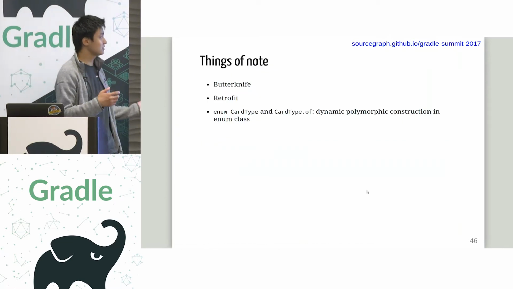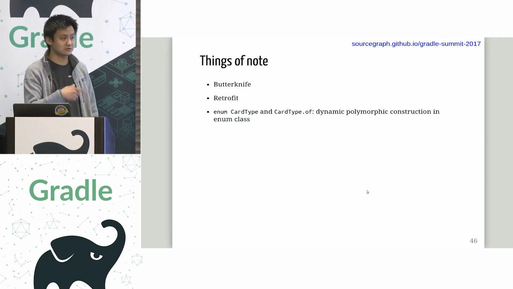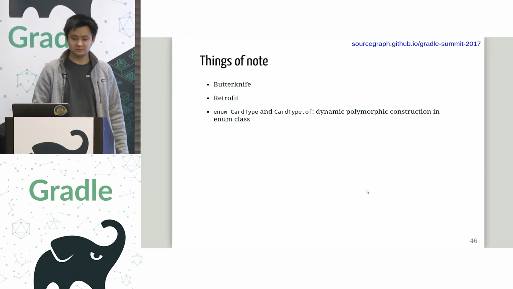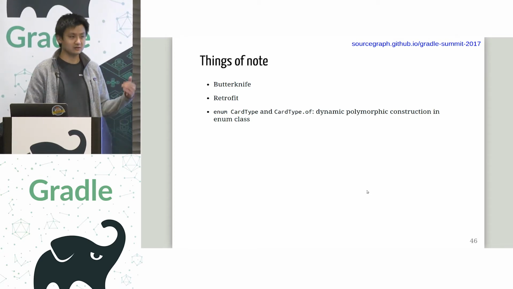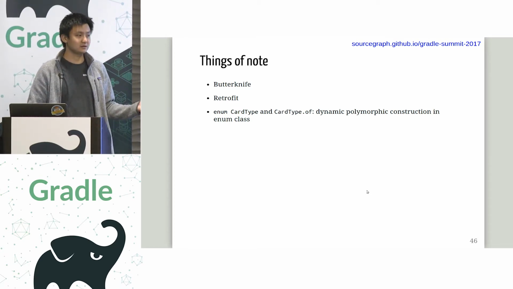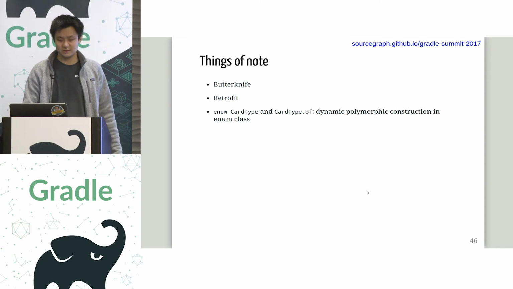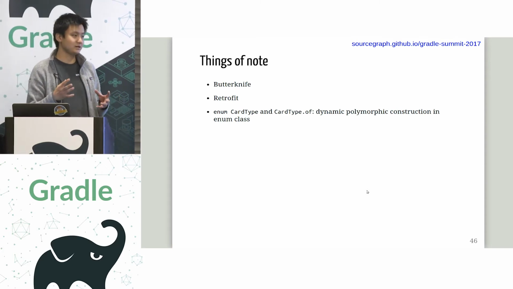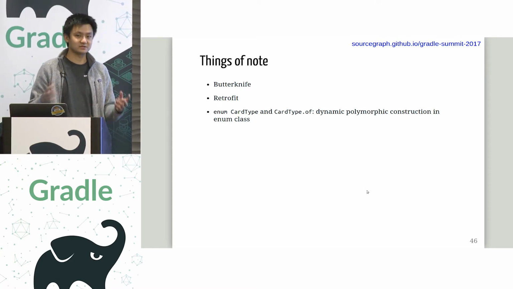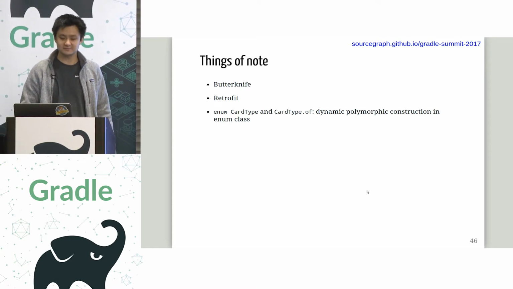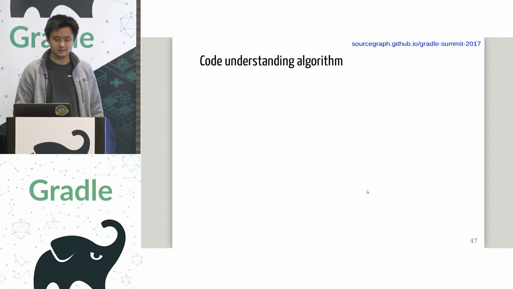So to recap, things of note that we noticed along the way in kind of tracing the logic of the feed view: the use of Butterknife, again, to reduce boilerplate, the use of retrofit to make RESTful API requests, and then the enum pattern for dynamic polymorphic construction of different subclass instances.